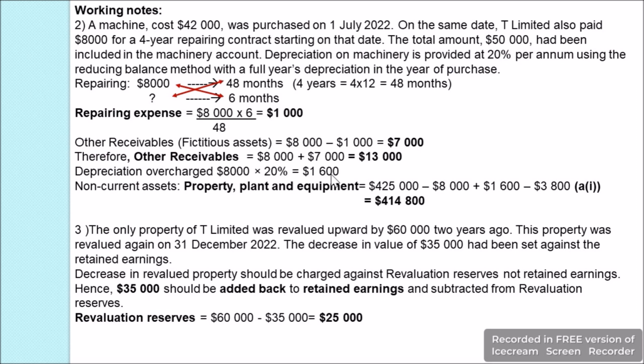And one more thing which you have to remember is, we have taken a whole year's depreciation, that is, a full year's depreciation has to be charged in the year of purchase. So this depreciation is for a whole year, not for 6 months.